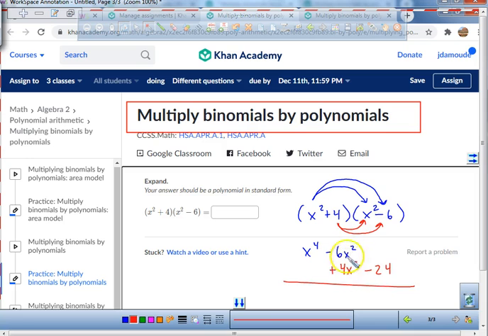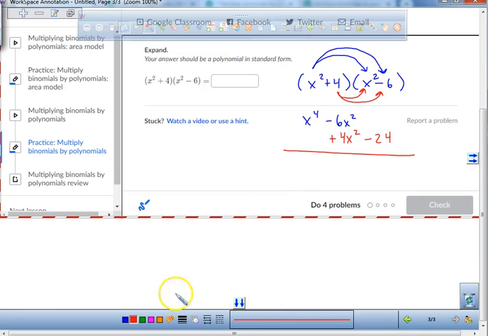Do you guys notice what I did there? I kind of put these right next to each other because they're like terms. So now we just combine the like terms. So we got x to the power of 4 minus 2x squared minus 24, and you're done. That's it. All right, so listen, that's the same thing.